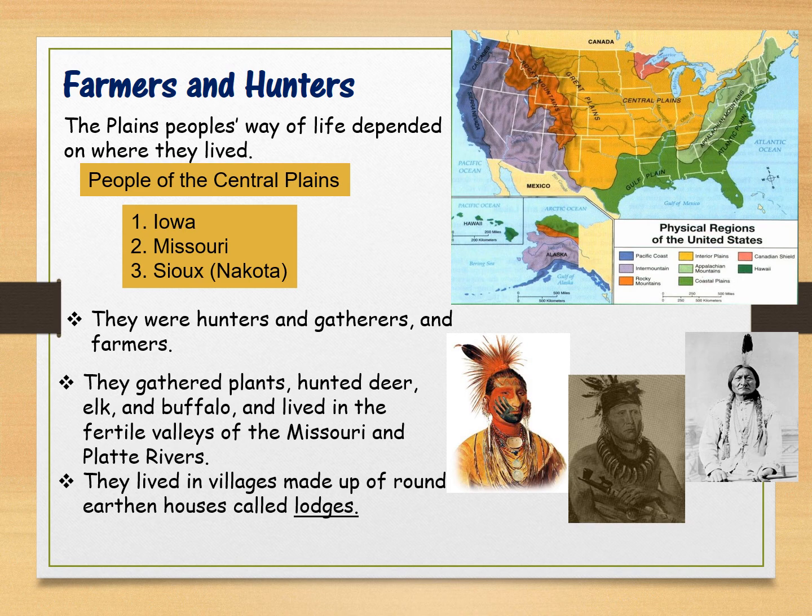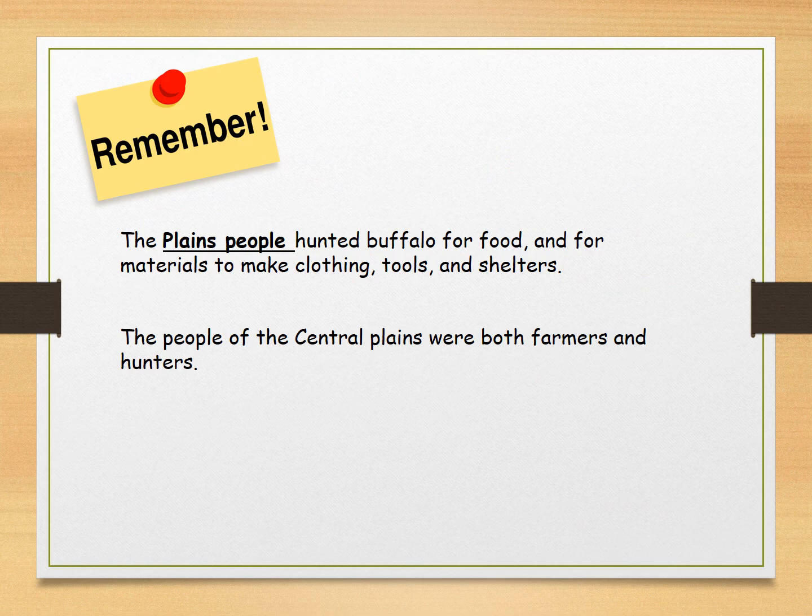About twice a year, grade 5, Central Plains tribes took part in the Great Buffalo Hunt. The people had to walk from their villages in the river valleys. Remember, grade 5, that the plains people hunted buffalo for food and for materials to make clothing, tools, and shelters. The people of the Central Plains were both farmers and hunters.